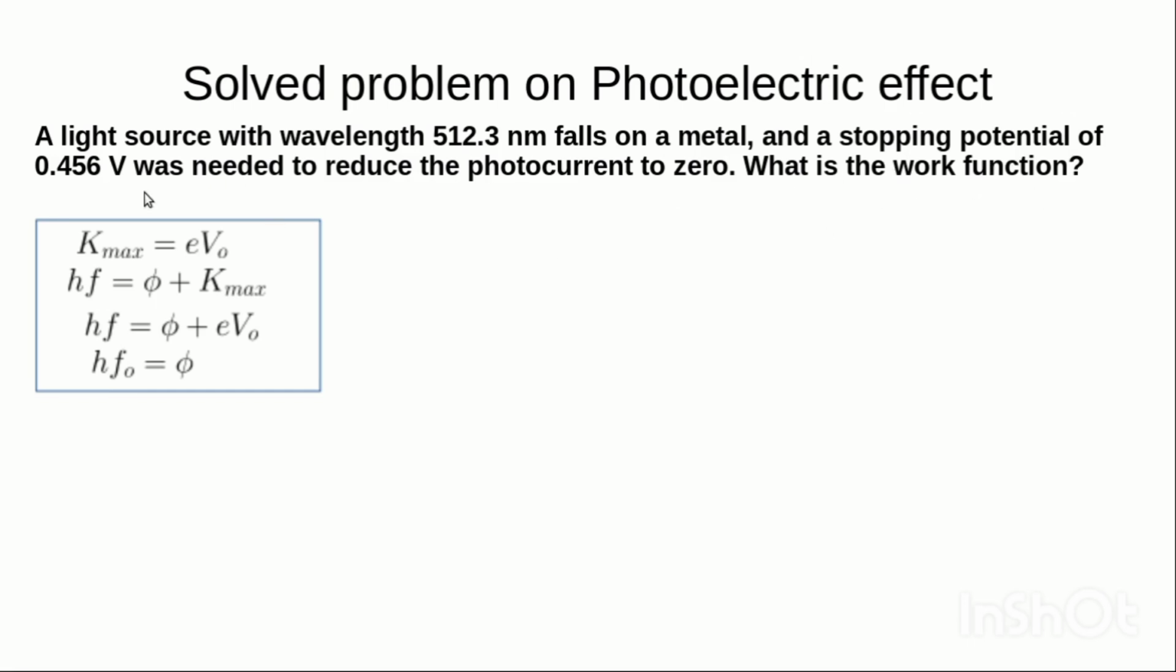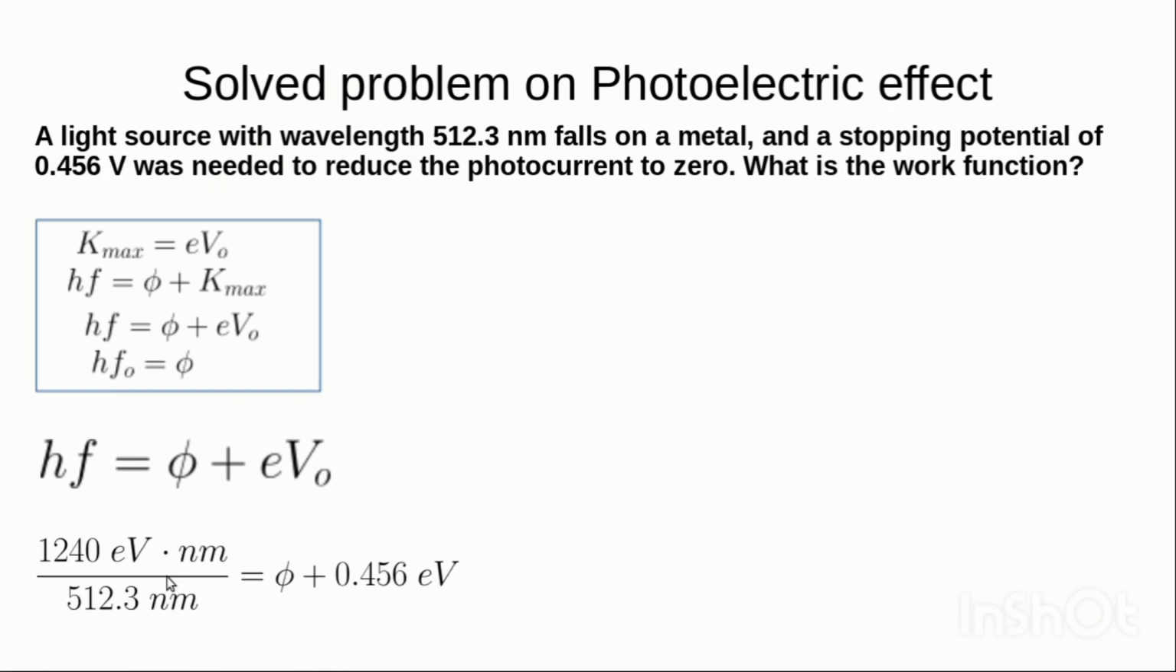If you check your formulas, we have stopping potential and we have work function. So we eliminate this one because there is no work function here. But if you look at this one, we have stopping potential and we have work function. Therefore, our third equation is the right equation to use. So we produce our equation, right? At this point, we're asked to find the work function.